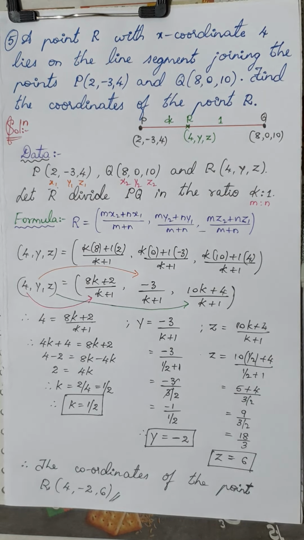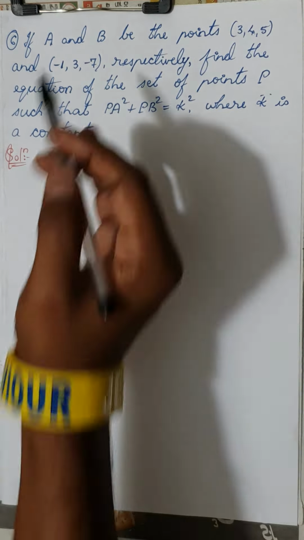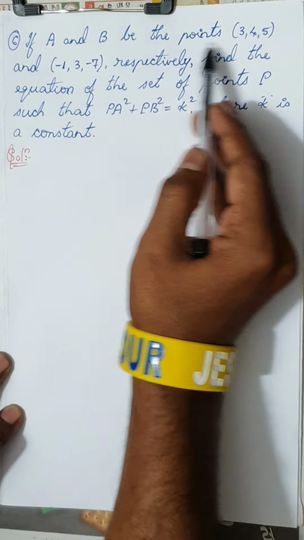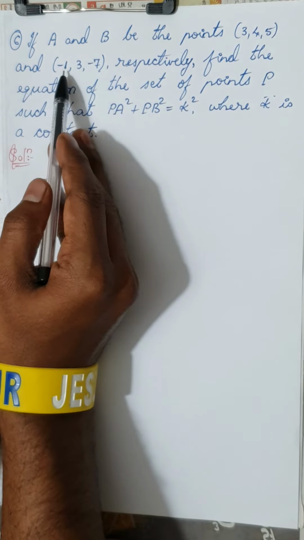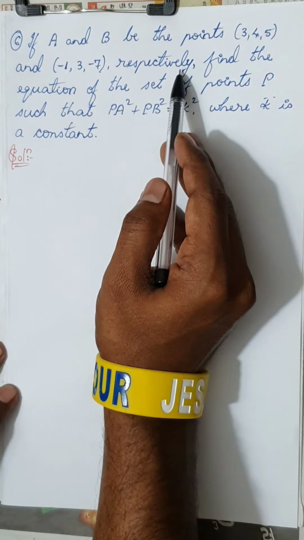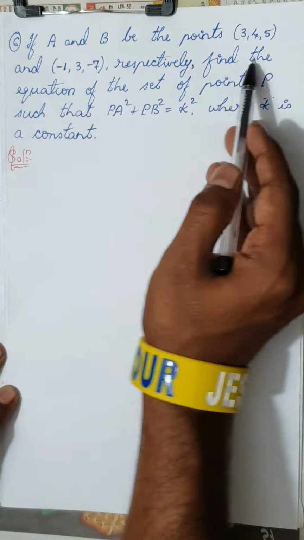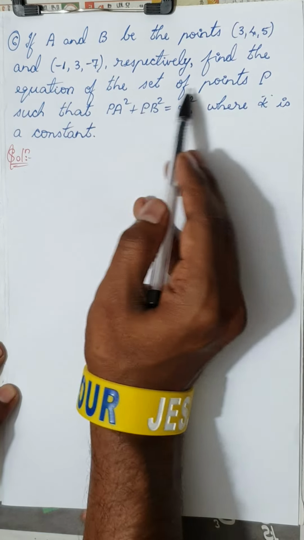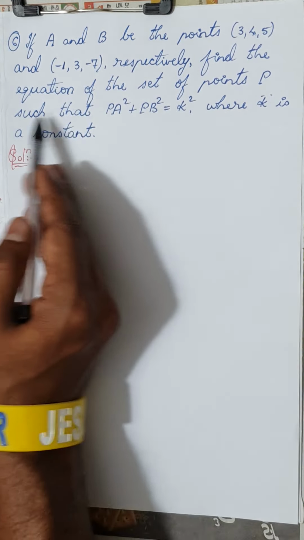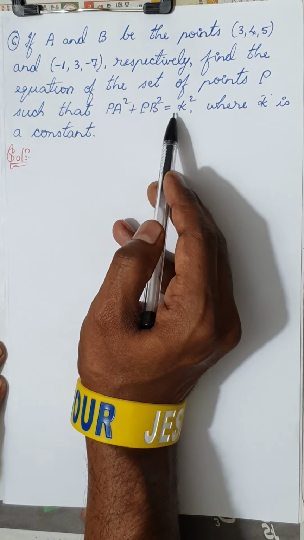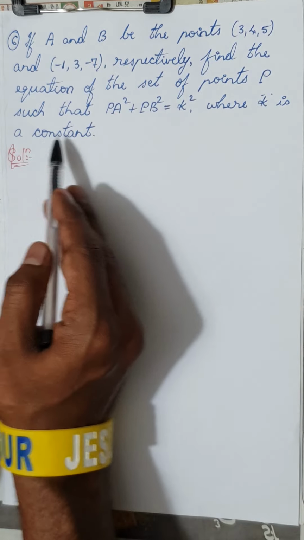Okay friends, did you understand? Okay, so that's all we have for the fifth question. Let's take up the last question of the exercise, question number 6. So here comes your question. If A and B are the points 3, 4, 5 and -1, 3, -7 respectively, and this is point A, this is point B, find the equation of the set of points P such that PA square plus PB square is equal to K square, where K is a constant.